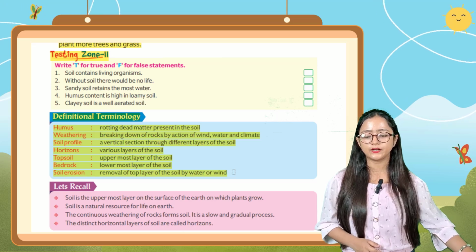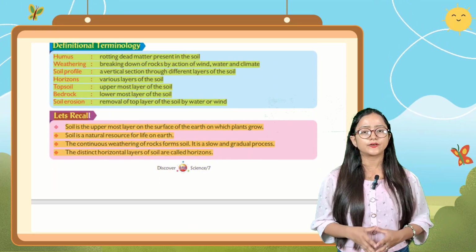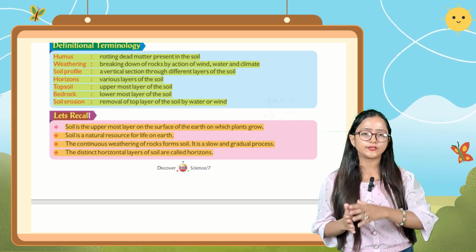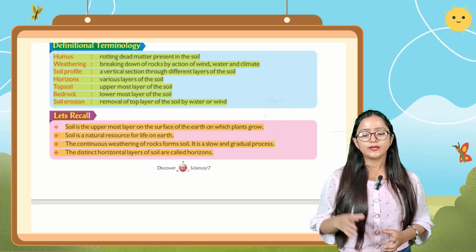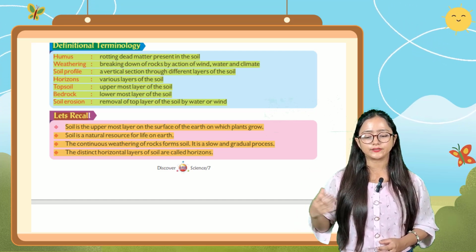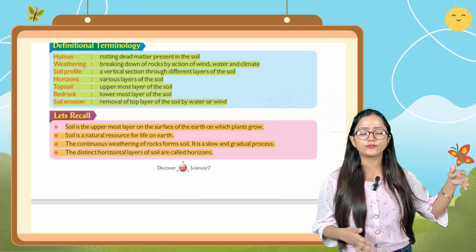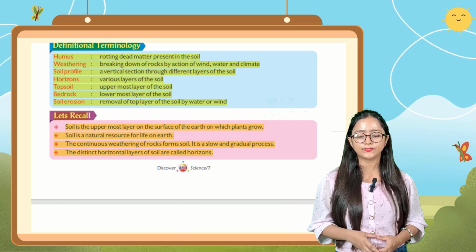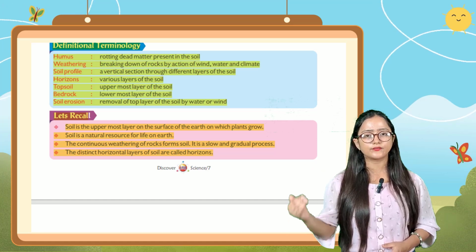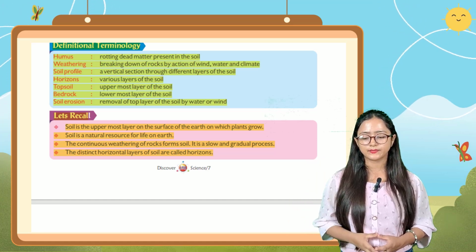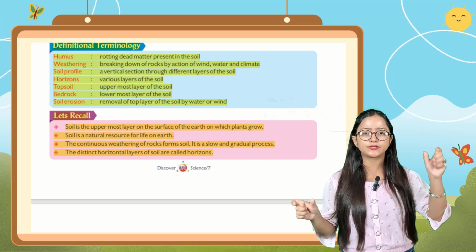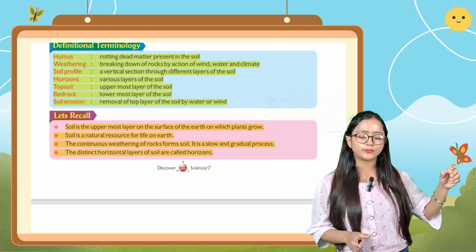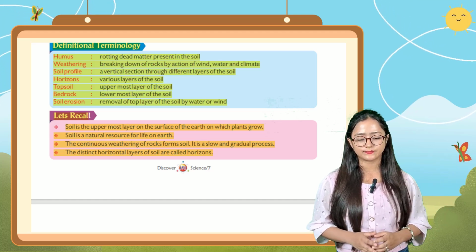As we have studied the chapter, now let's recall. So the first point is soil is the uppermost layer on the surface of the earth on which plants grow. Soil is a natural resource for life on earth. The continuous weathering of rocks forms soil. It is a slow and gradual process. The distinct horizontal layers of soil are called horizons. Next, we must plant trees to control soil erosion. Next, clay soil is used to make pots, statues and toys.